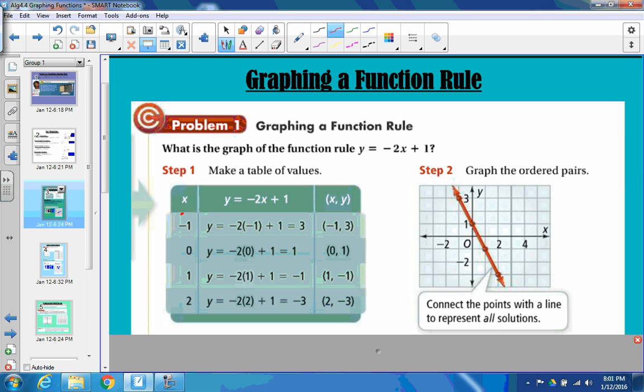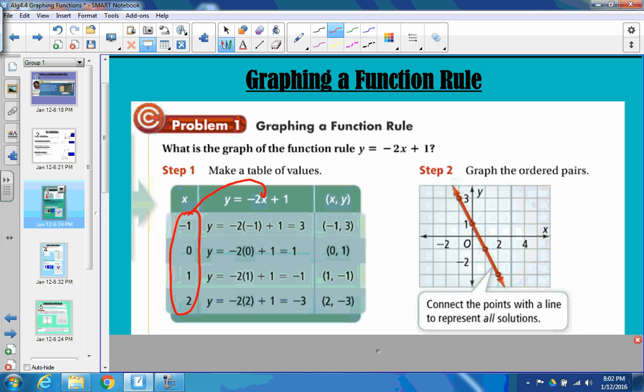Recall that you can pick what the x values are. You always need at least 3 or 4 to show that it's a graph. But this one, I always pick ones that are closer to 0 and that are small. So we have -1, 0, 1, and 2. Those are common ones that I would pick too. Plug each of them in for the x value.